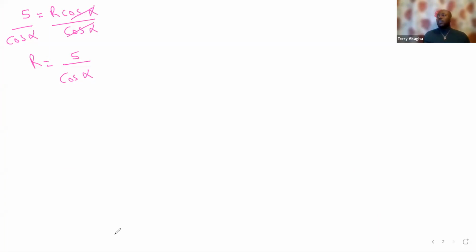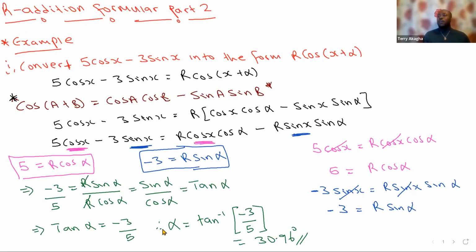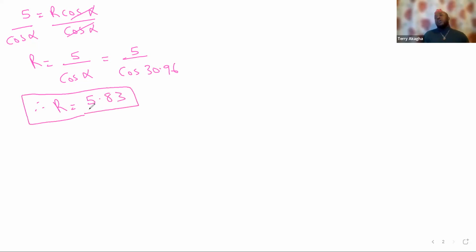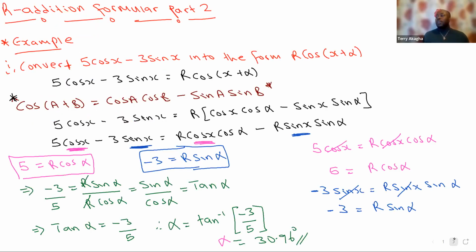Now, if you look at this, we already know the value for alpha. We know the value for alpha to be 30.96, okay? So you just put it there. R will be equal to 5 over cos 30.96. So when you put this in your calculator, it should give you 5.83. And that should be the answer for this. Okay? So we know our R to be 5.83, and we know our alpha to be 30.96.